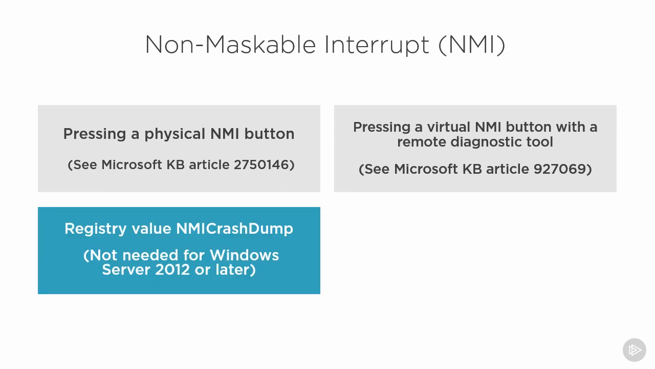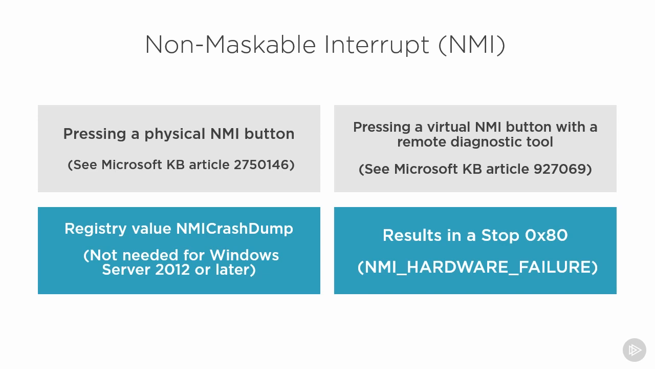Now, in either of these cases, behind the scenes is a registry value called NMICrashDump, setting that to a value of 1. Now, in Windows Server 2012 and later, we no longer need to set that registry parameter, so you can literally crash a system right out of the box. Either of these two mechanisms will result in a Stop 80 bug check, or an NMI hardware failure.